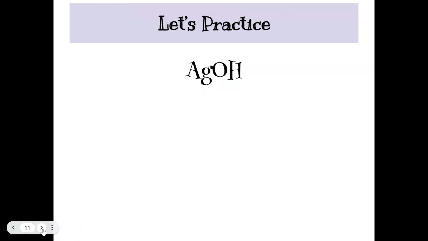So here we have silver hydroxide. Now I can tell there's no subscripts, so we are actually going to use the average atomic mass for each of these because there's just one silver, one oxygen, one hydrogen. So silver is 107.9 grams. That's that average atomic mass from the table. And again, that's going to be the larger number in your element box.